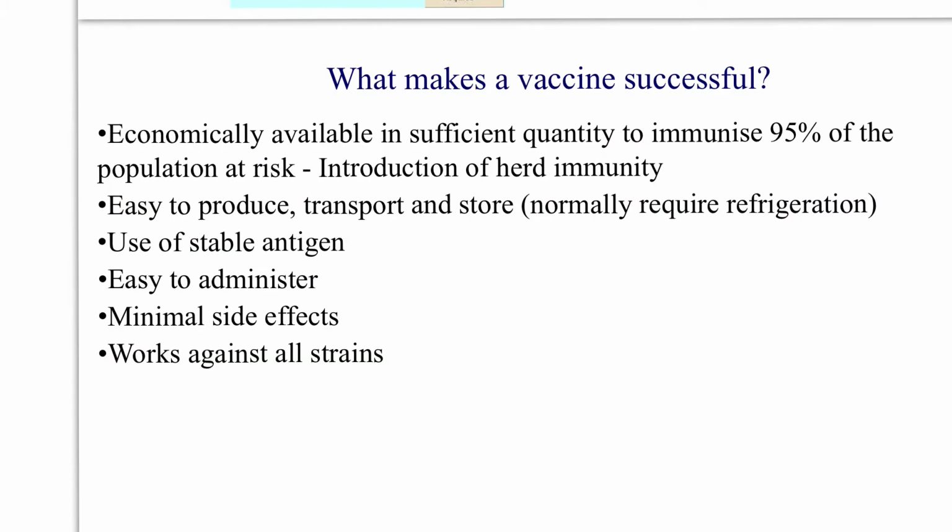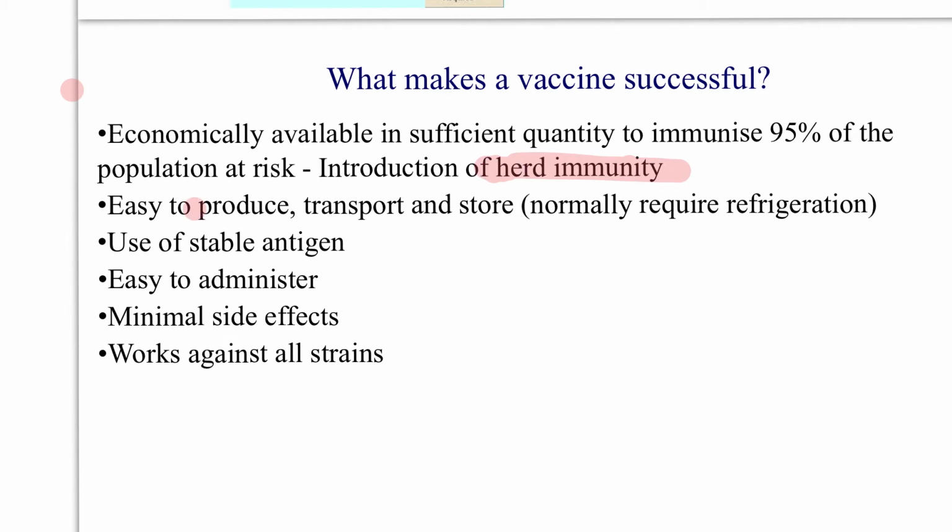The first thing is that we need to be able to afford it. Vaccines need to be economically available in sufficient quantity to immunise approximately 95% of the population at risk. We need to be able to introduce herd immunity, and I'm going to talk to you a little bit about that term, herd immunity, in a bit. So we need to be able to afford it.